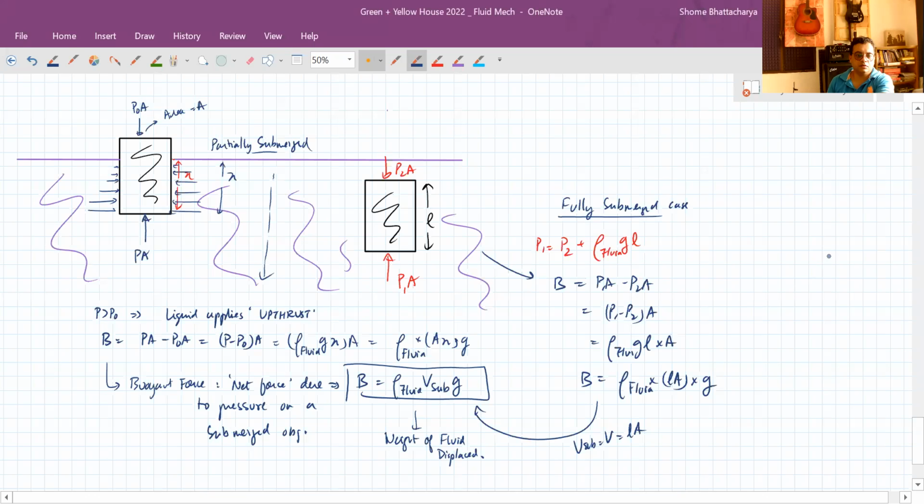Okay, so imagine any cuboidal shaped object like this, which is partially submerged or fully submerged in a liquid. Whichever be the case, the force acting on this surface will always be less than the force acting on this surface because the pressure increases with depth. F2 will be greater than F1. And that creates an upthrust or upward buoyant force.